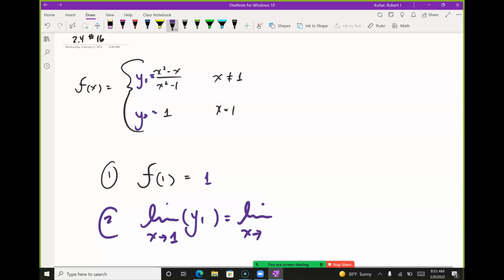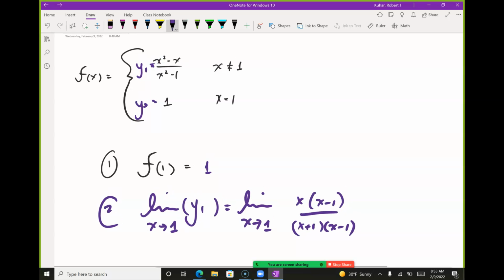I can factor that, right? So I get an x times an x minus 1, and then an x plus 1 times an x minus 1. Don't let me go too fast there. Is everybody okay with that? And so I see my x minus 1's cancel. And now I can plug in. I get 1 over 1 plus 1. There it is, my 1/2. Again, notice when I plug in, I'm not still writing limit, right? I'm already there.